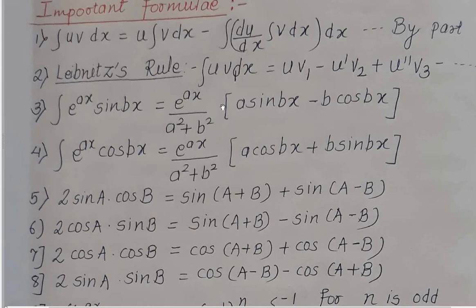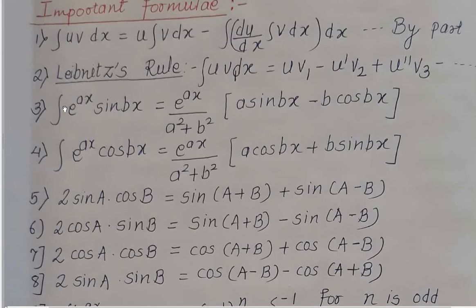It is defined as integration of u into v dx equal to the first function as it is. See here, u we keep first as it is. Then we find u dash, then u double dash, then u triple dash, and so on. And v is the second function. First find the integration of v, which is v1. Then again integration of v1, which is v2, again integration of v2, which gives us v3, and so on. And write alternate positive and negative signs: the first term is positive, second negative, then positive, then negative. So the generalized rule is u into v1 minus u dash into v2 plus u double dash into v3, and so on.